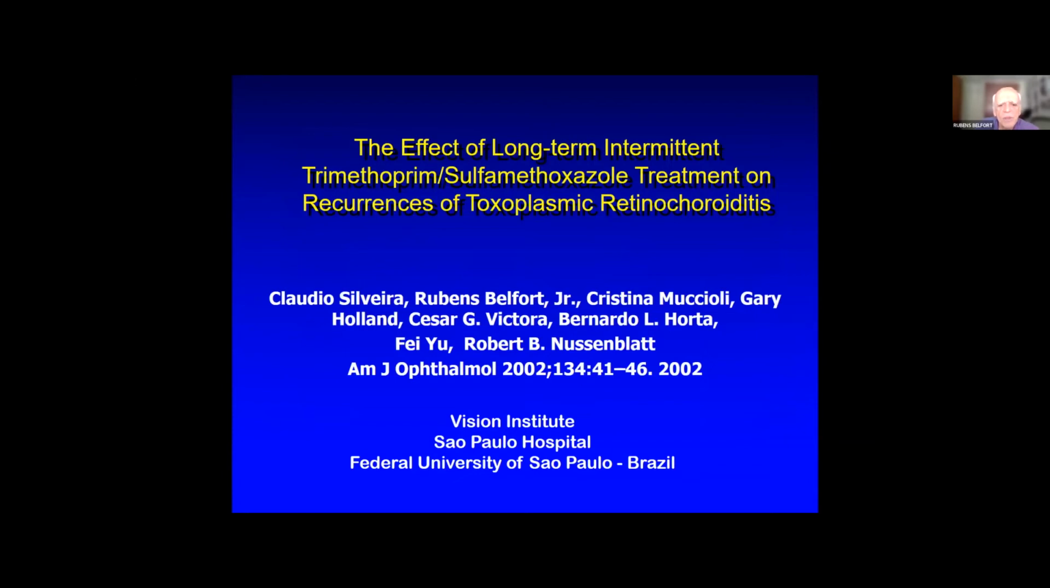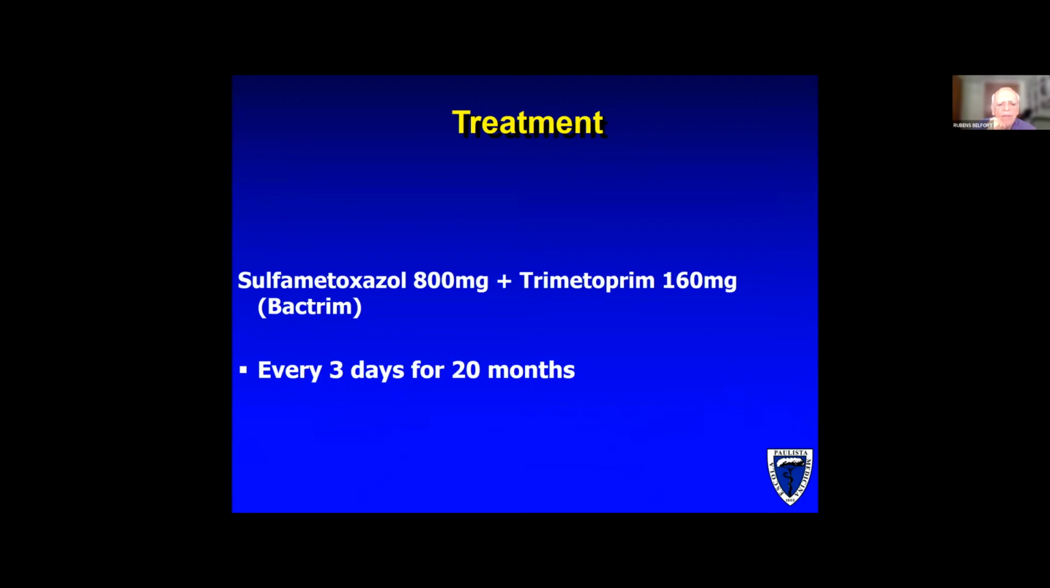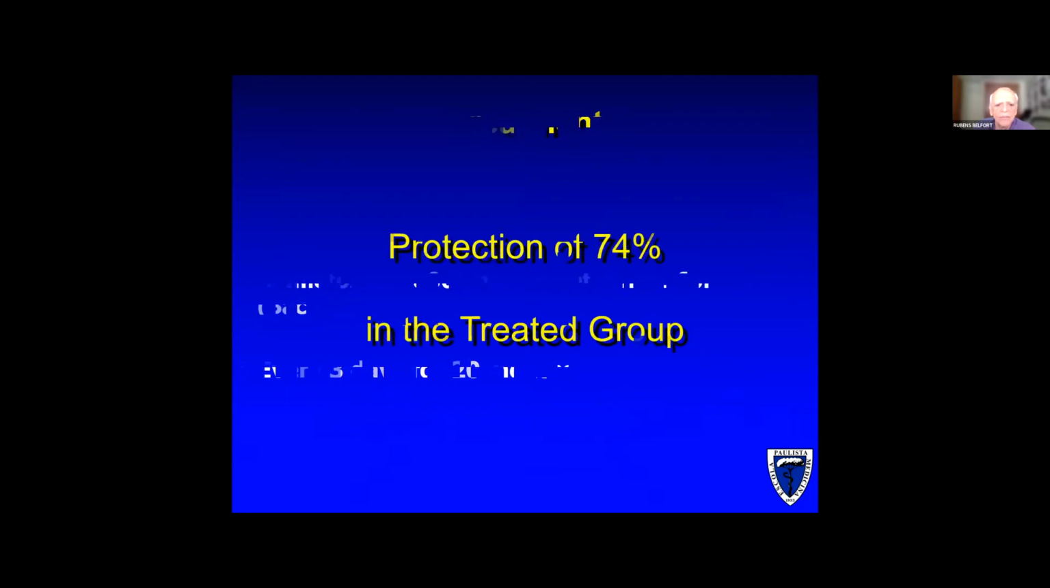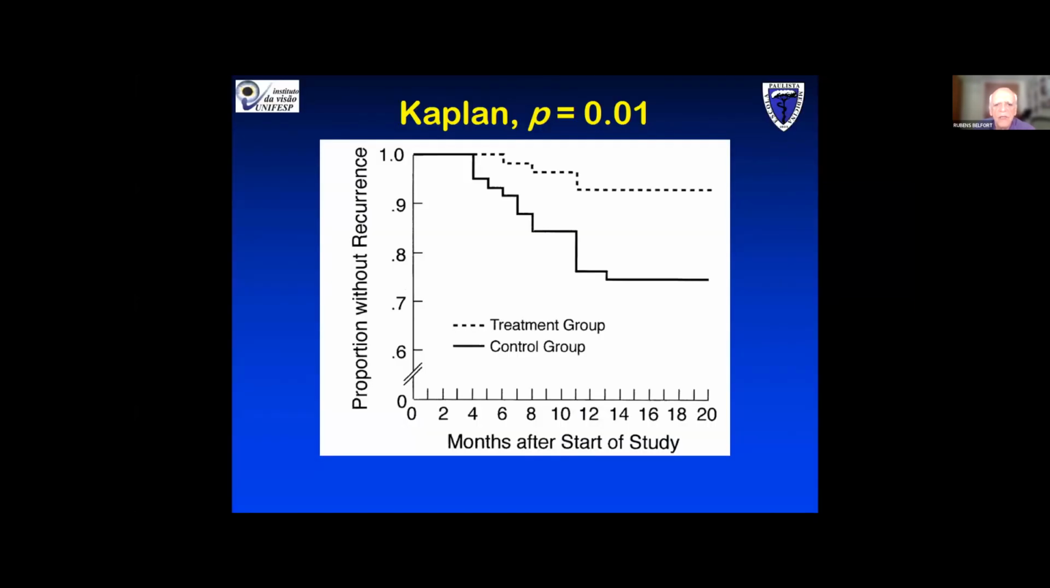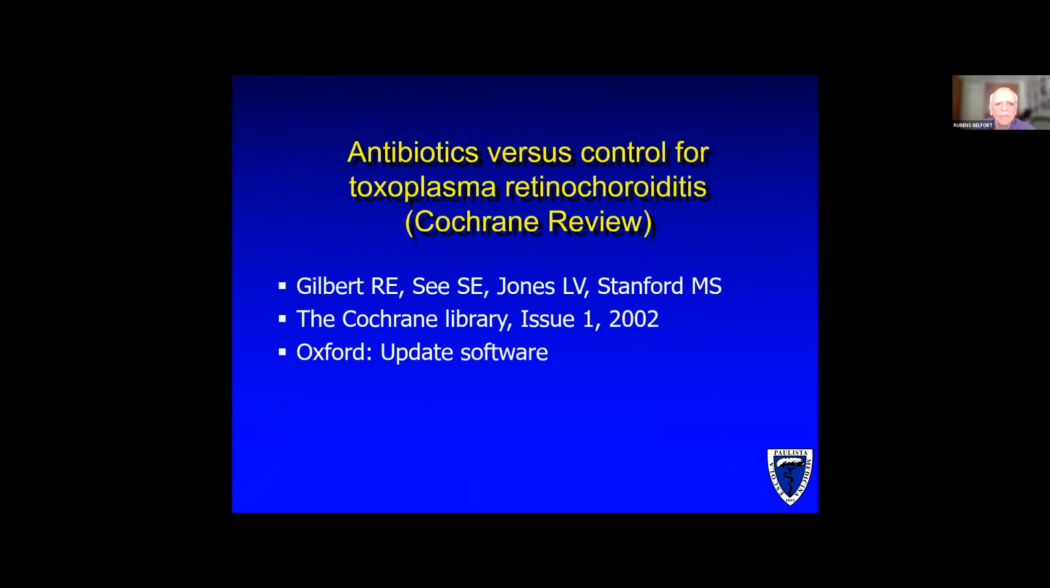And this is the paper that we published in 2002, trying to establish if Bactrim could help in avoiding recurrences. One tablet of Bactrim 3 times a week for 20 months showed the protection 70%. And the conclusion is that we should use it. And it was reviewed by many people. Other papers also confirmed that.